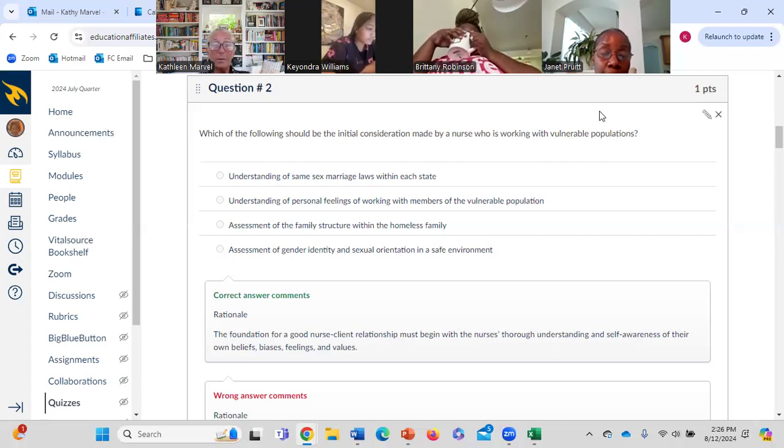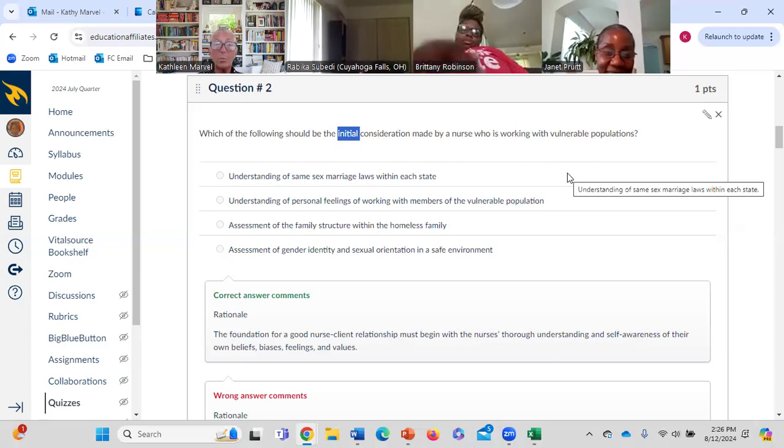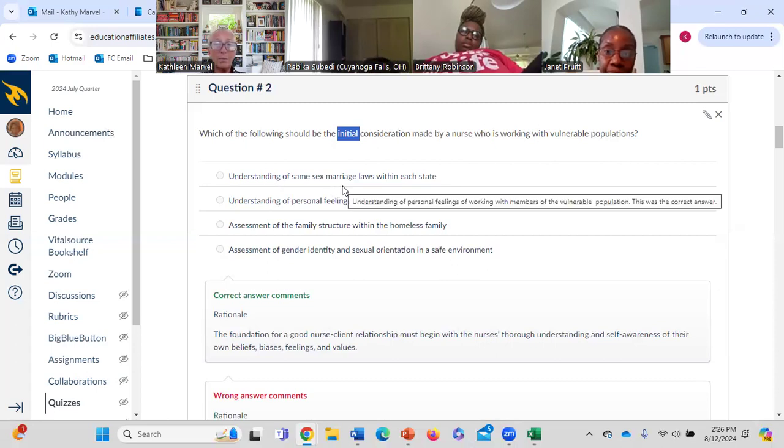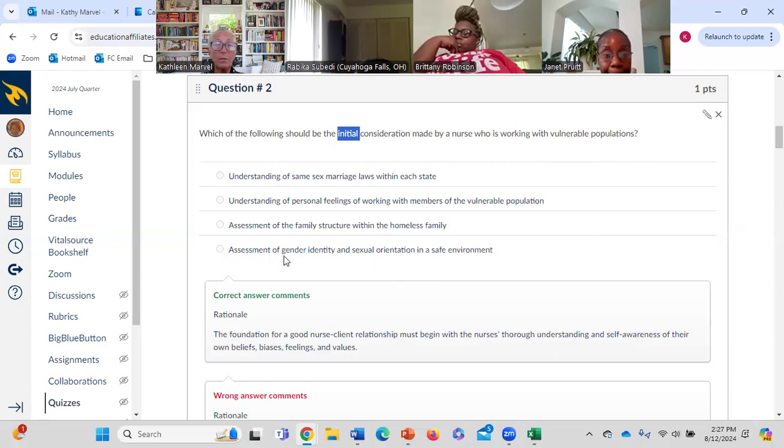What's the important word in this question? Initial. So this is a priority-based question, right? It's not that when working with the LGBT community you don't need to understand same-sex marriage laws within each state. You do. You also eventually will be doing an assessment of the family structure within a homeless family, and assessment of gender identity and sexual orientation in a safe environment. But it's asking, what's the first thing we need to do? First, you have to do a self-check.